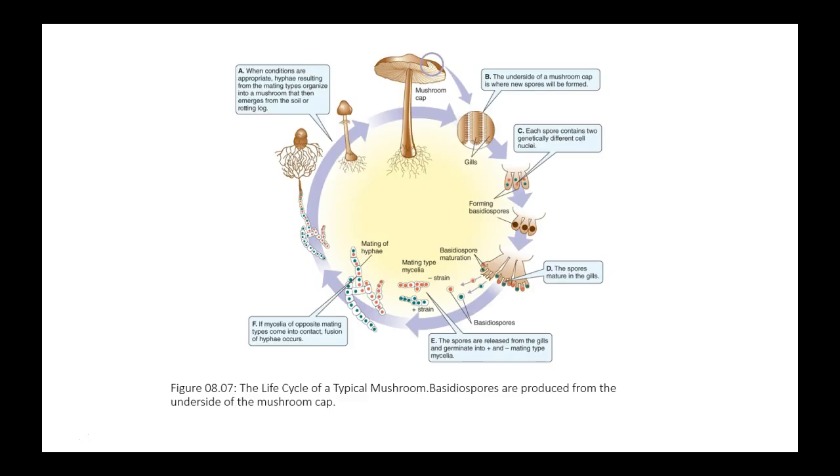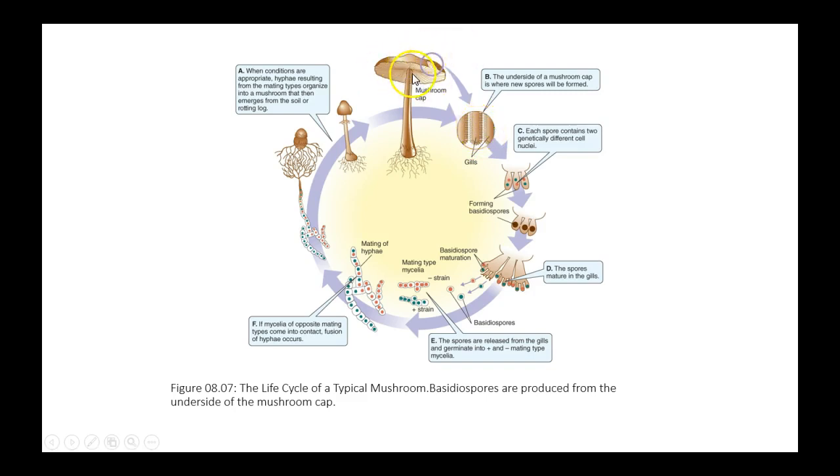This is just an example of a life cycle of a mushroom. This is going to fall into a certain phylum that we'll look at in a little bit. You can see at the top we have the typical mushroom that you're used to seeing. Under the mushroom cap we have what are called gills. The gills are where the spores are hidden, captured underneath there.